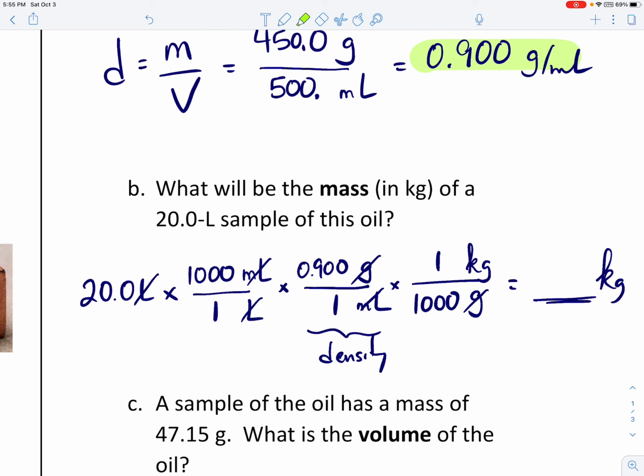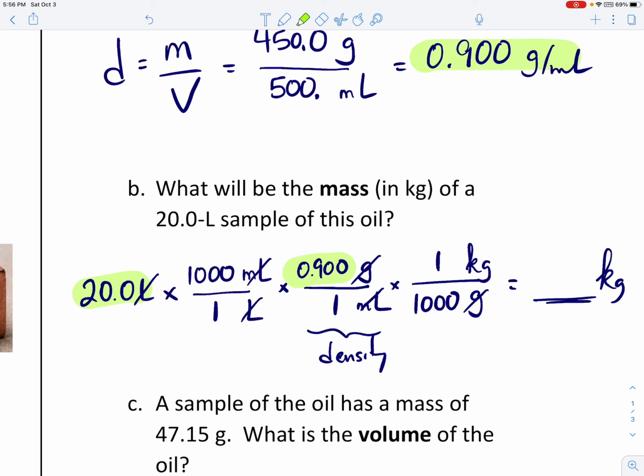But how many digits should we keep? Looking at the measurements, 20.0 liters had 3 significant digits. Our density has 3 significant digits. But the thousands, remember, those are perfect numbers. Those are exact numbers. There are exactly 1,000 milliliters in a liter.